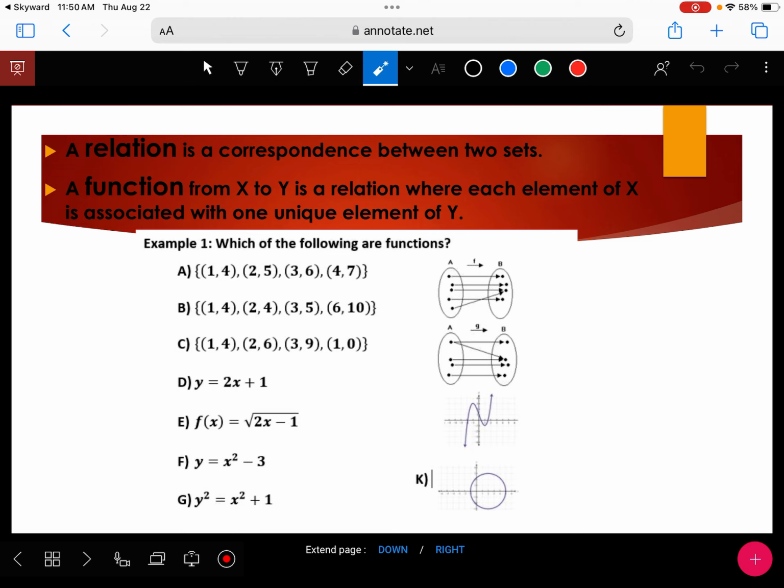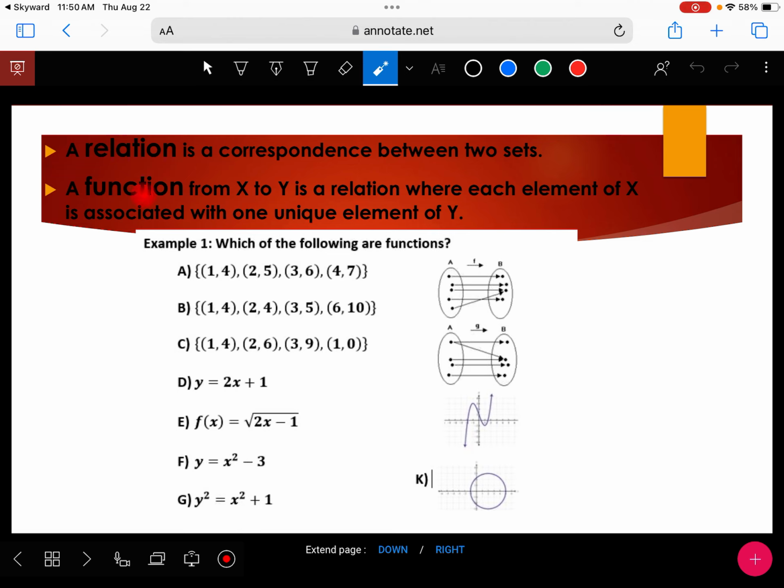So go ahead and glue down that first picture. Says example 1. Which of the following is a function? Who remembers the function rule? This is going back to Algebra 1. How do you know if it's a function?